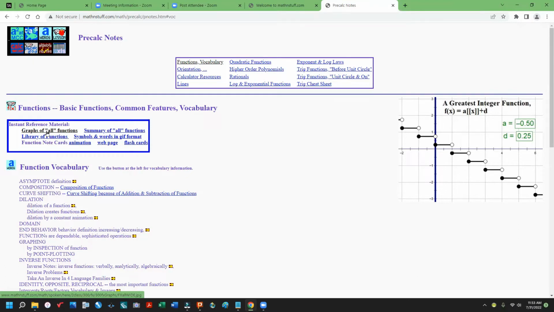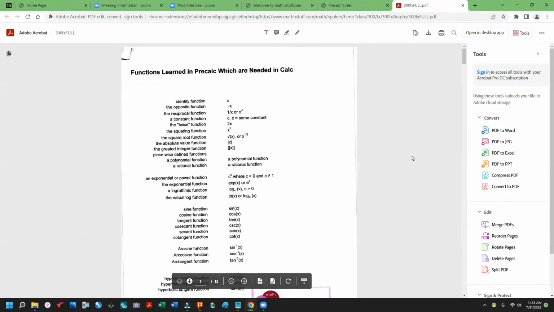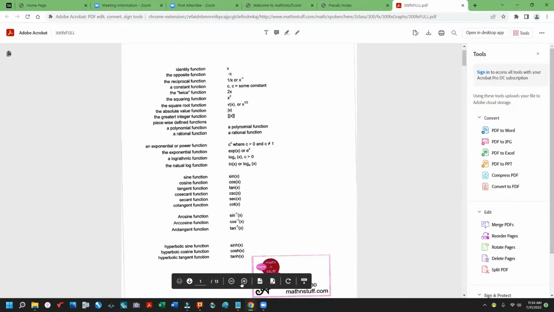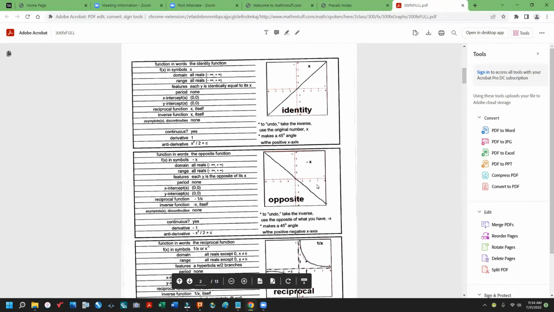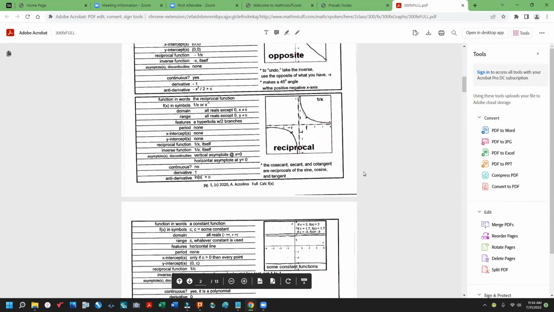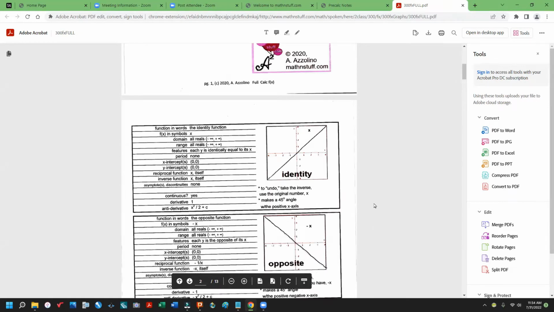In addition to the graphs of the functions is a PDF file of functions that would have been listed in a textbook, but there's no room to put all of this there, but there is on the web. So here are the functions for which information is contained in this PDF file, downloadable to anyone who wants it. Again, back to the identity, the opposite, the reciprocal. Here's a constant function.